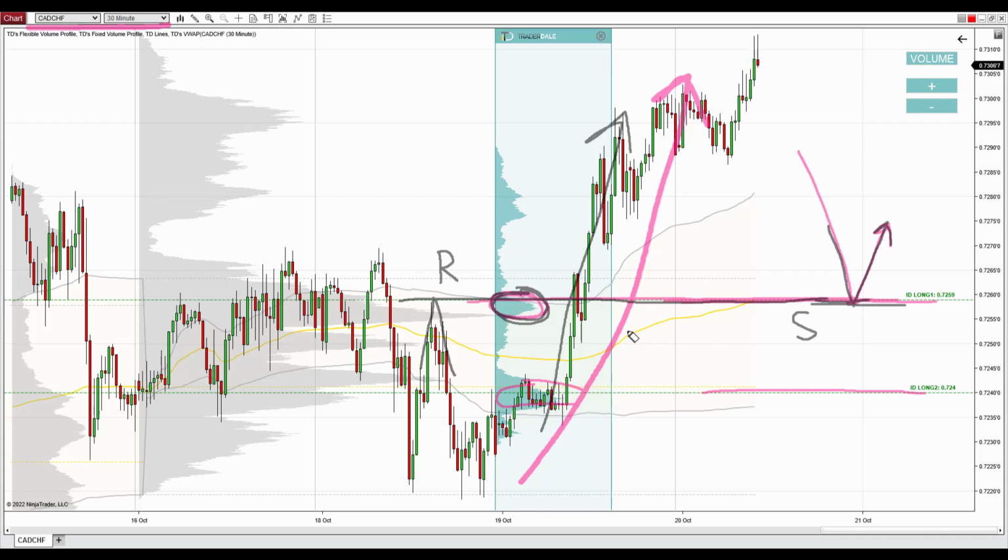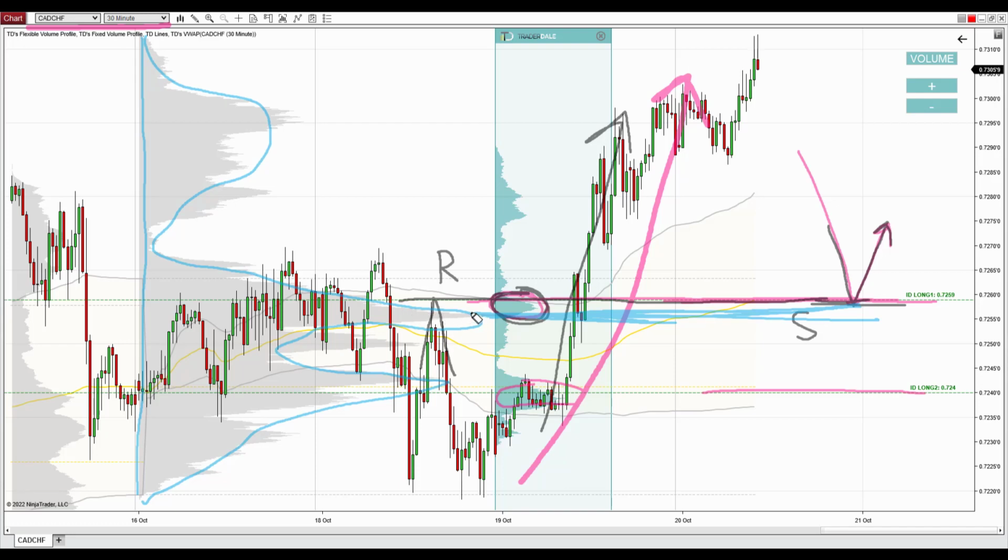A third thing why I like this level is that the weekly point of control is here. This is the volume profile from this whole week, from Monday up until today. This is the weekly point of control, and it is just a little bit below our level, so it adds strength to it, because the heaviest volumes throughout this current week were traded at this level. So that's why I think it will work as a strong support.